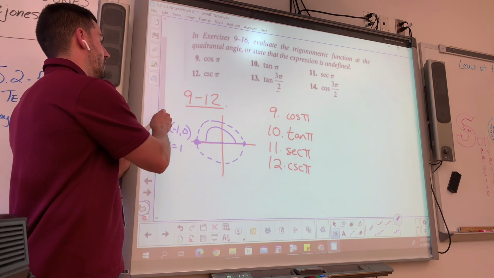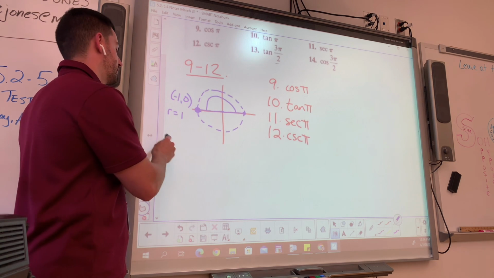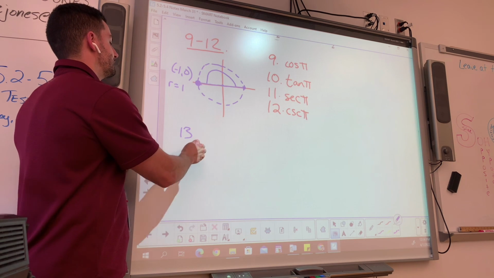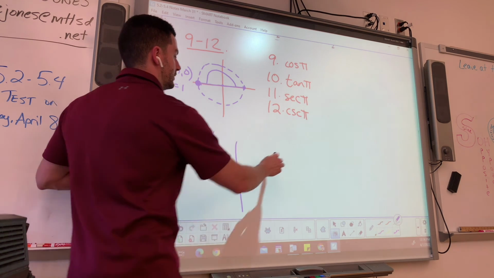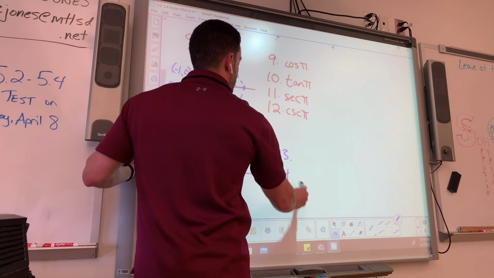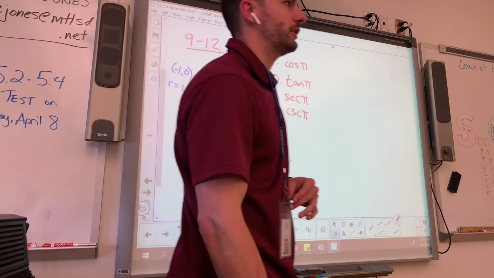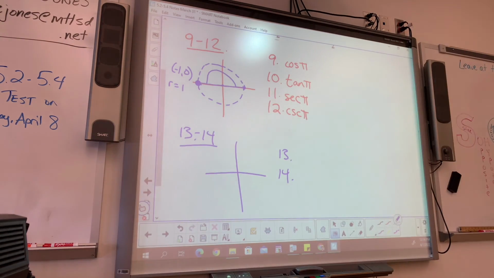Okay. And then 13 and 14 are different angles, but the same idea. So draw your graph and find those. Okay. Guys, we have so much time. We have like 15 minutes, so I'm happy to do any of these with you that you want.